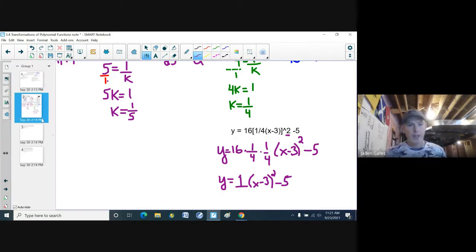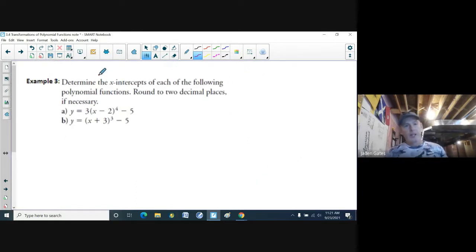Because we're going to get back to these equations again today, but we're going to move to example 3 here, which is, and I'm only going to do one of these, determine the x-intercepts of each of the following polynomial functions, round to 2 decimal places. Because one of the things we have to find is x-intercepts. Now, this was not written in factored form. And that's why we're doing this, because in factored form, it's easy. You can just look at each of the brackets and figure out what number makes the brackets equal to 0. And not so much here.